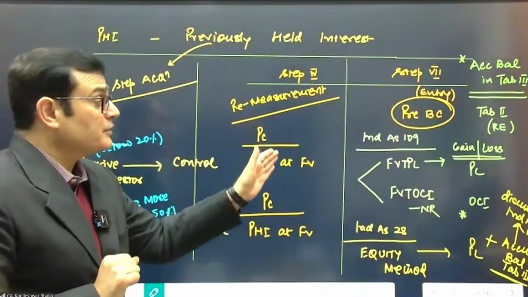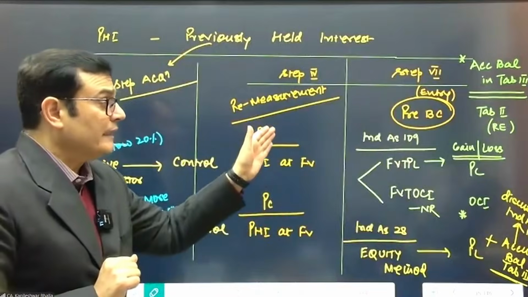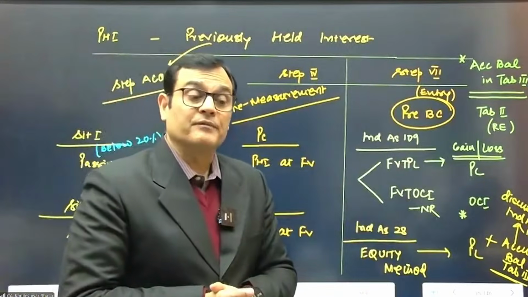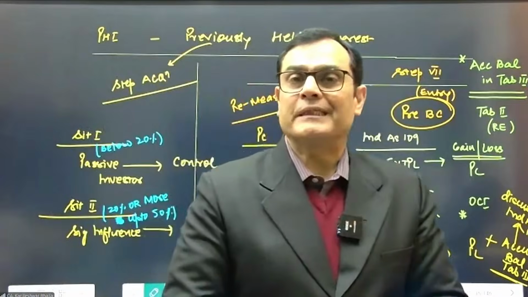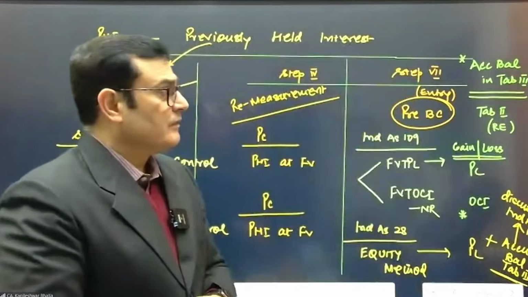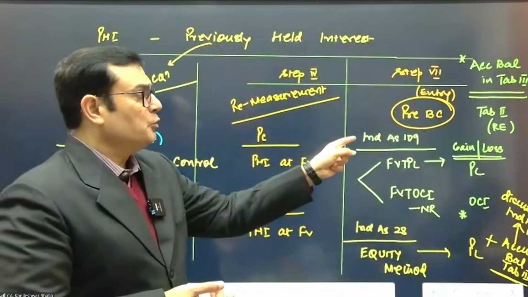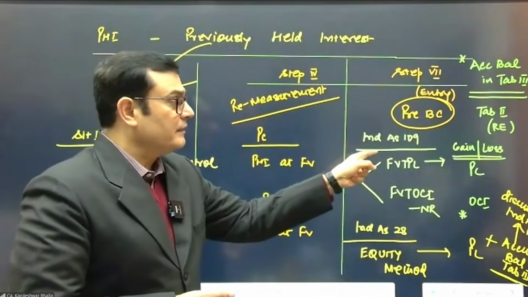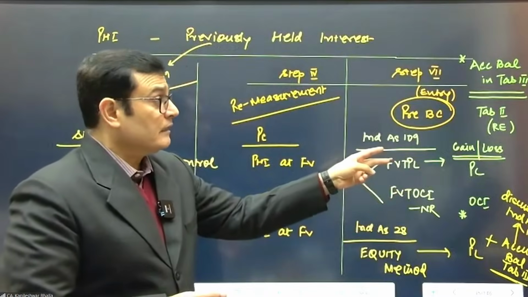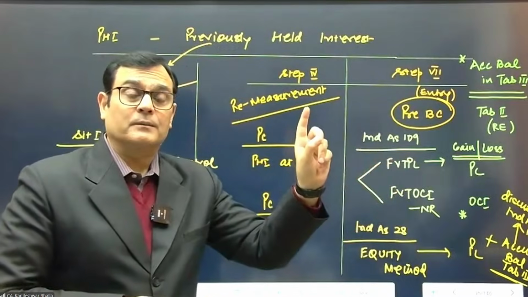And this will lead to gains or losses because the book value and the fair value are different. So in step number 7, before passing the acquisition entry in a pre-business combination, what are we going to do? If it is situation number 1 and you were a passive investor, it was accounted either at FVTPL or FVTOCI. If it was FVTPL, the gain or loss goes in the P&L.